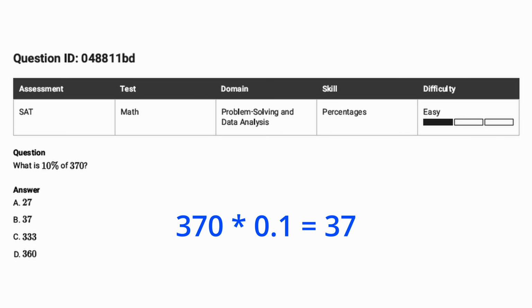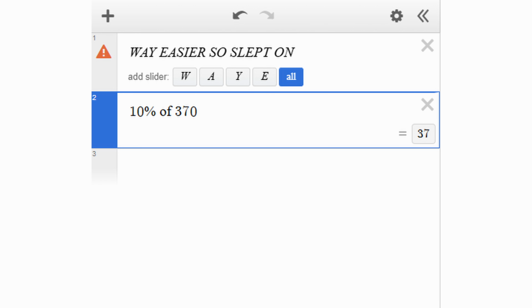You just gotta think about it, and it's clearly 37. But you can also do this with Desmos. If you literally type in 10 and then shift 5 if you're on a Mac or laptop or computer, you will get this percent sign that pops up. And then you just type in 370 and it'll spit out the answer like that. Really cool, really neat in my opinion. So yeah, that's how you can gain percentages.